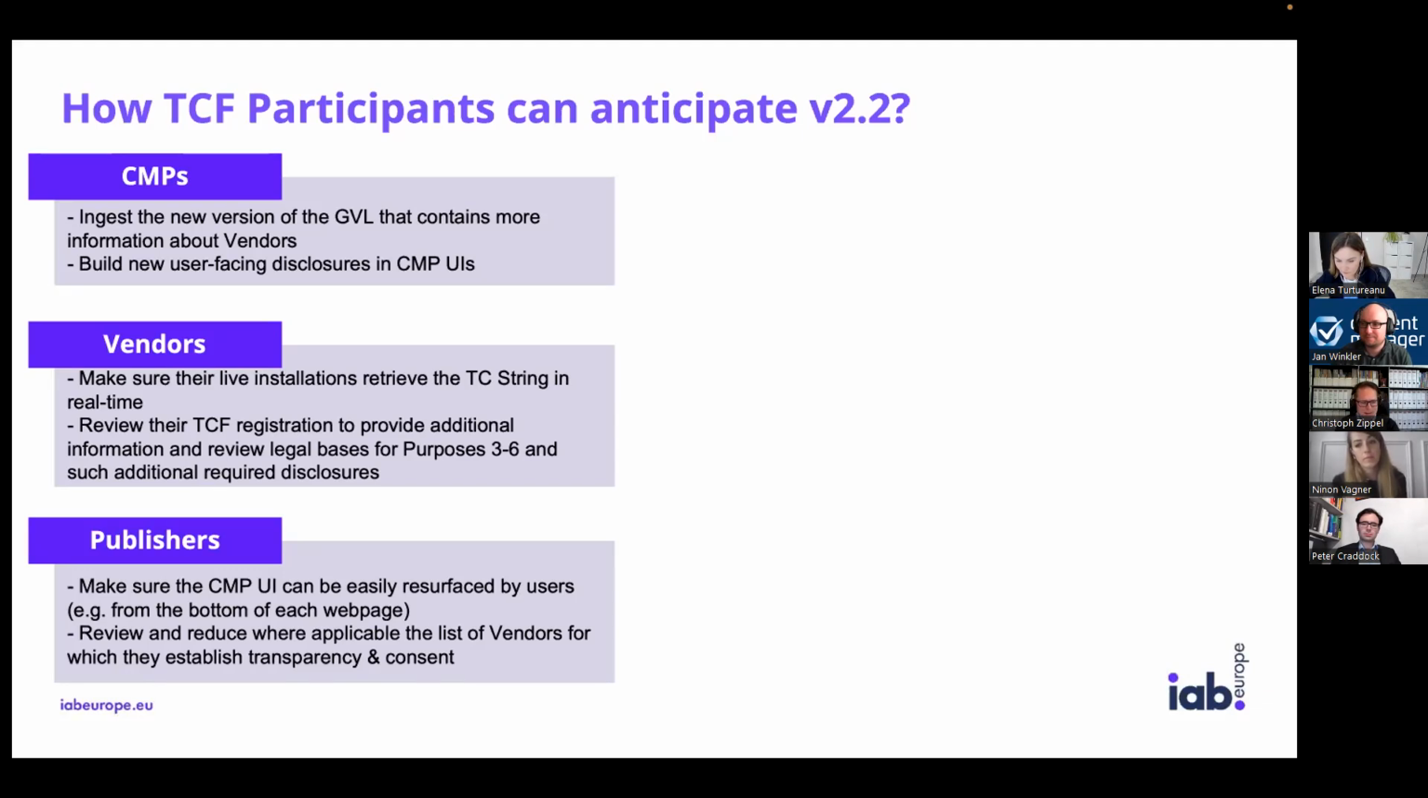And the other thing might be a bit more time consuming, but I really urge publishers to do it: review and more or less do a due diligence on the vendors that are implemented in their CMP, and maybe reduce it or add where someone is missing, to have a list of vendors which are actually potentially processing data and not the whole GVL or large parts of the GVL, which might never be active on your website.